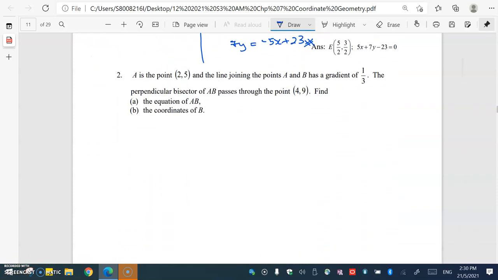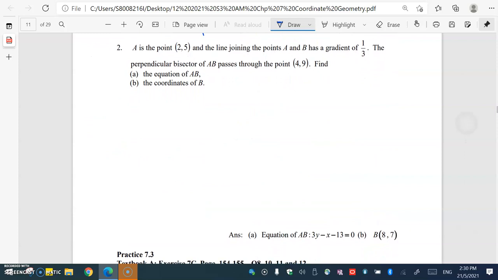Let us move on to the next question. In the next question, A is the point (2, 5), and the line joining the points A and B has a gradient of 1/3. So you have a straight line, and the point A is (2, 5). The gradient of that line AB is 1/3. If I were to sketch this, essentially this is point A, this is point B. I have (2, 5), and I know the gradient of this line is a positive slope of 1/3. The perpendicular bisector of AB, if I have a perpendicular bisector here, passes through the point (4, 9). So it could be somewhere, say here, (4, 9).